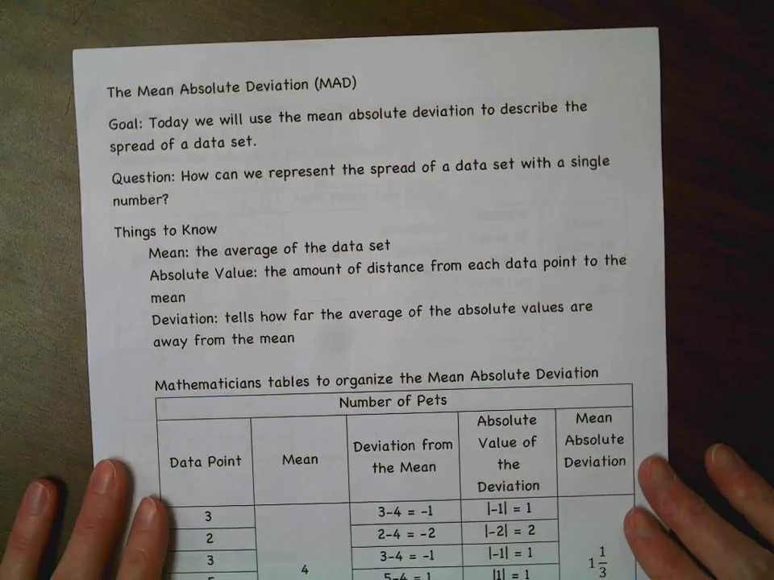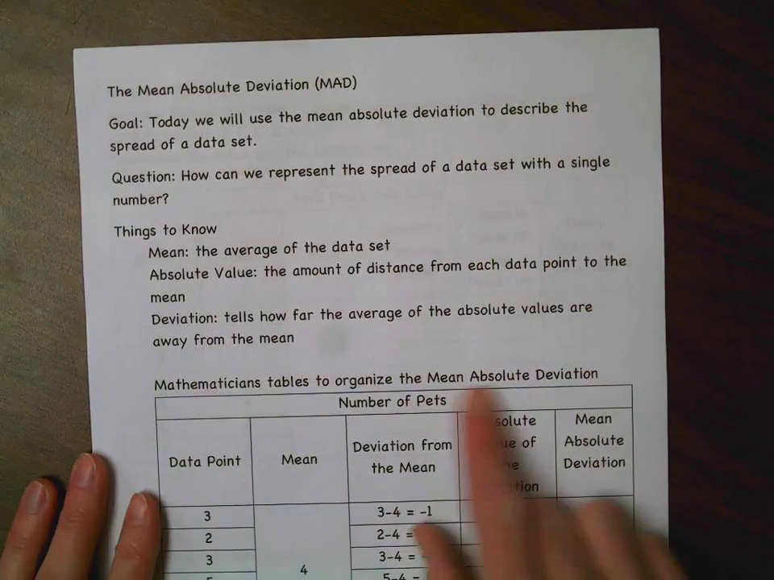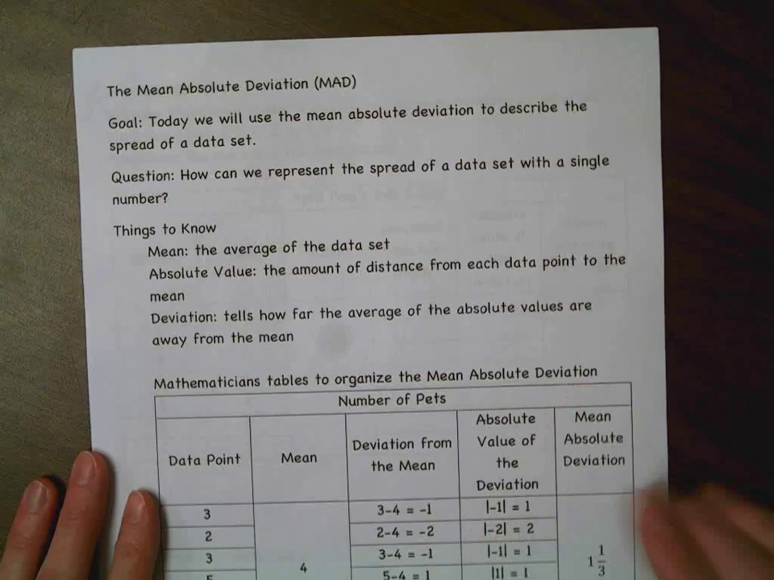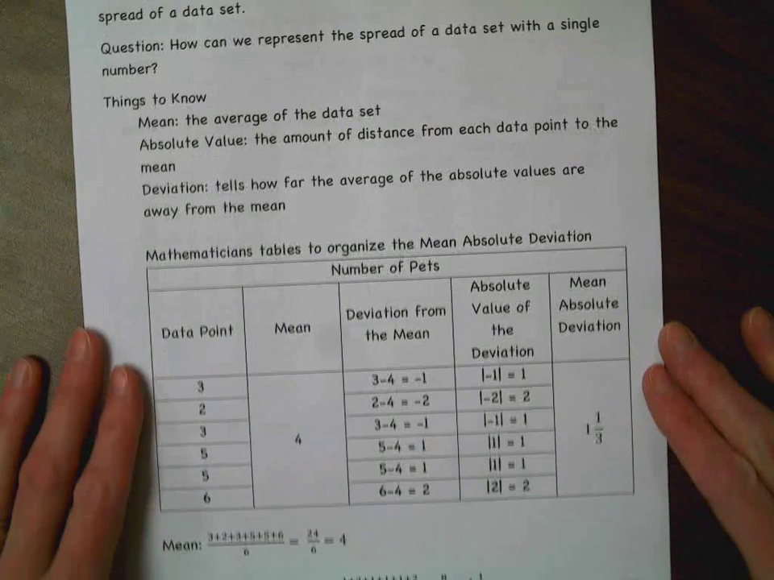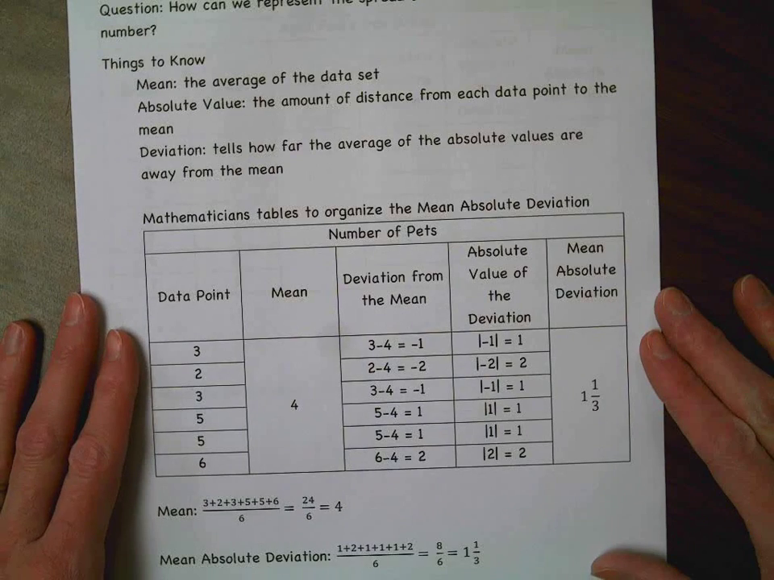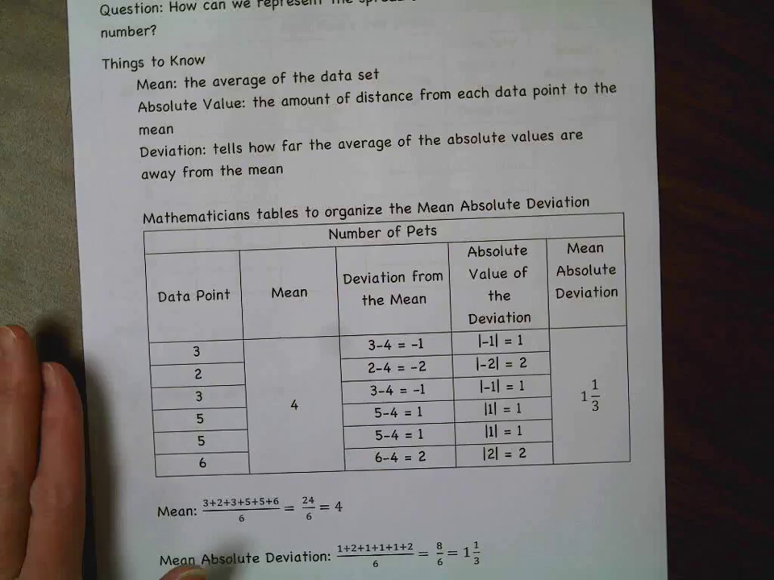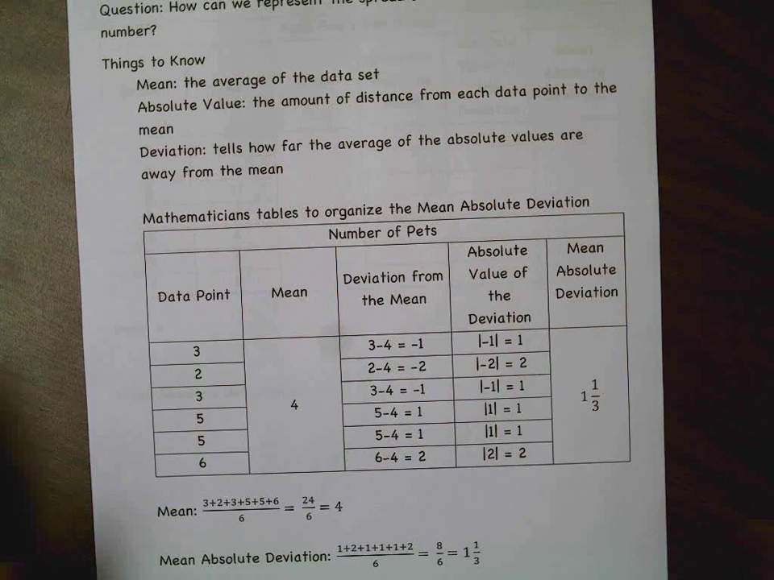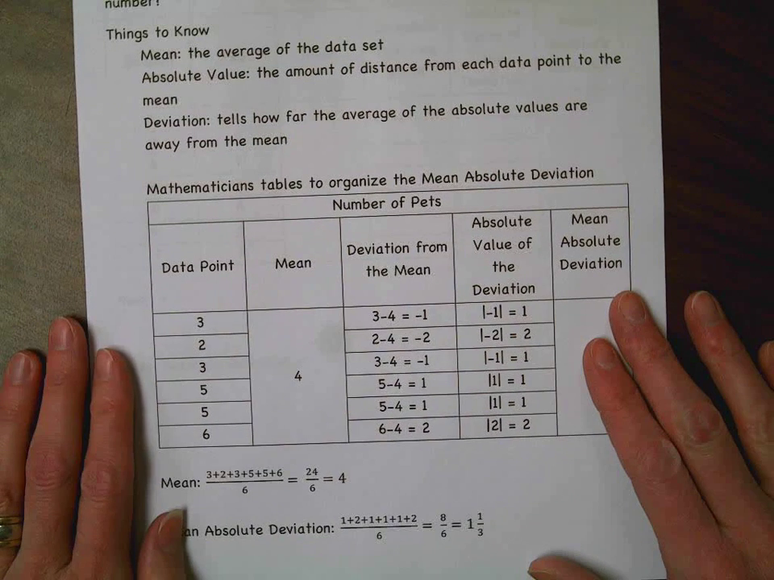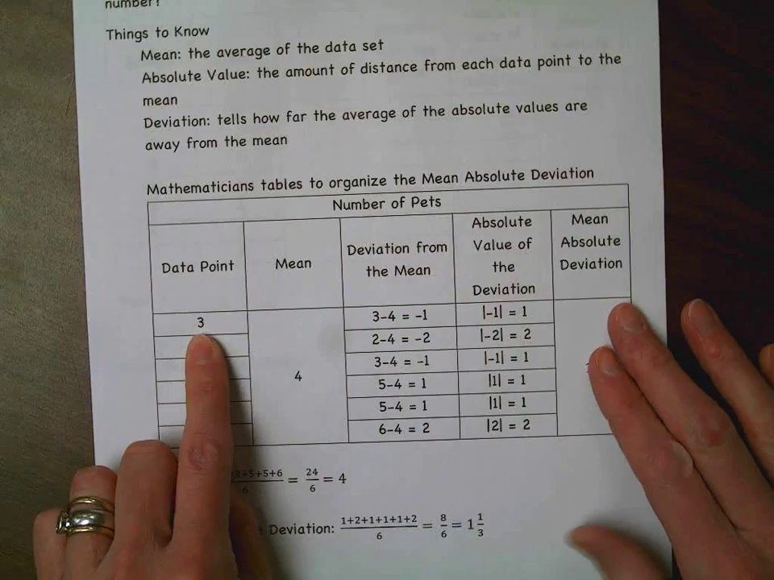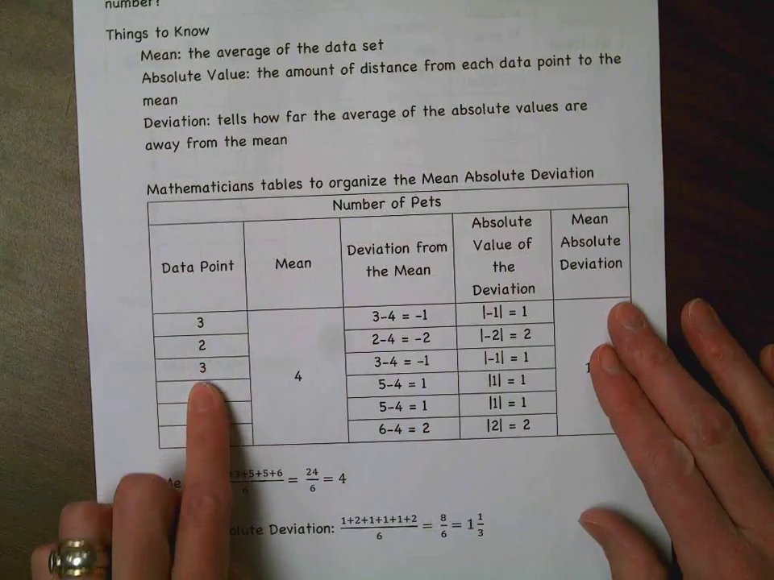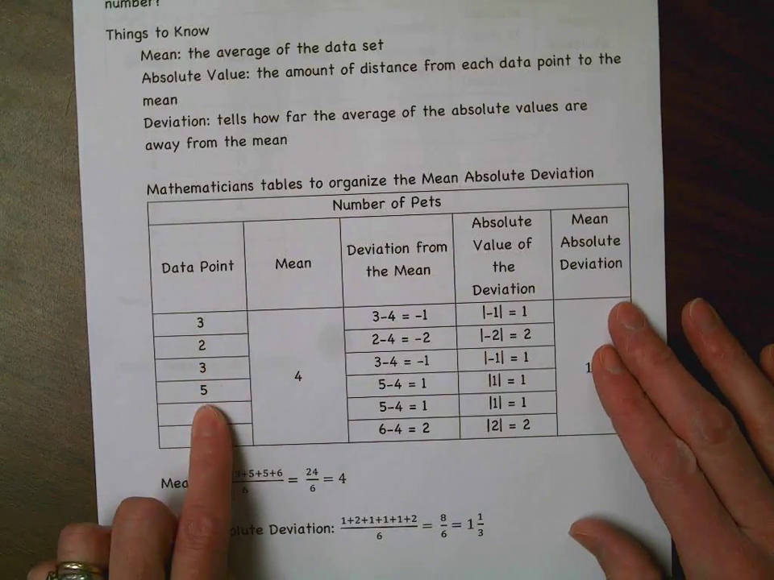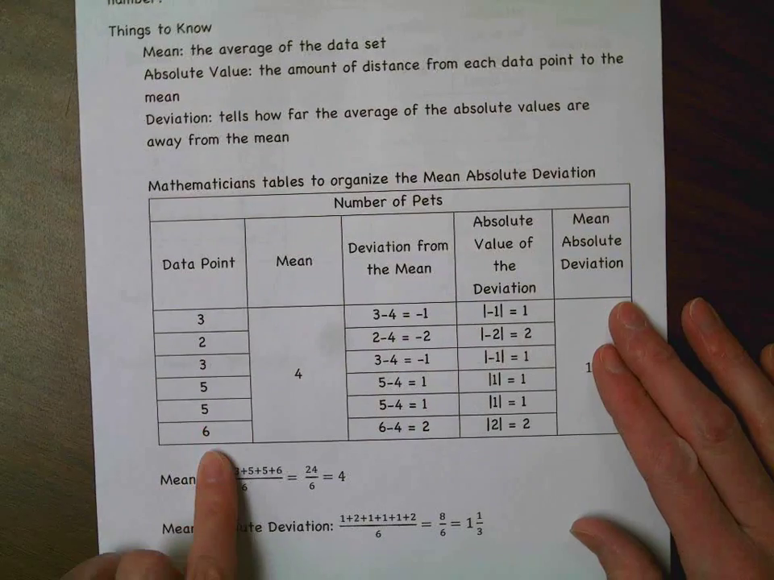All right. So mathematicians use tables to organize mean absolute deviation. Let's look at this table because this table is really going to help us understand all of this. So let's say we did a survey, and the survey was about pets. And we asked every sixth grader in our school, what is the number of pets that they have? All right, and so we're looking at it from this point of view. One person said they had 3 pets, another person said 2, another person said 3, another person said 5, another person said 5, and the last person surveyed said 6.